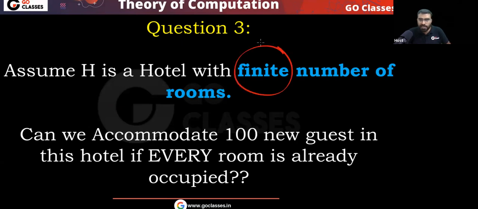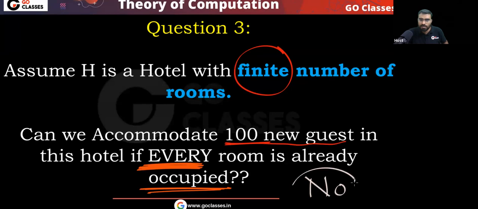H is a hotel with a finite number of rooms. Can you accommodate 100 new guests if every room is already occupied? The answer is no. You cannot accommodate them. Yes or no? Very simple. Okay, what about this question?